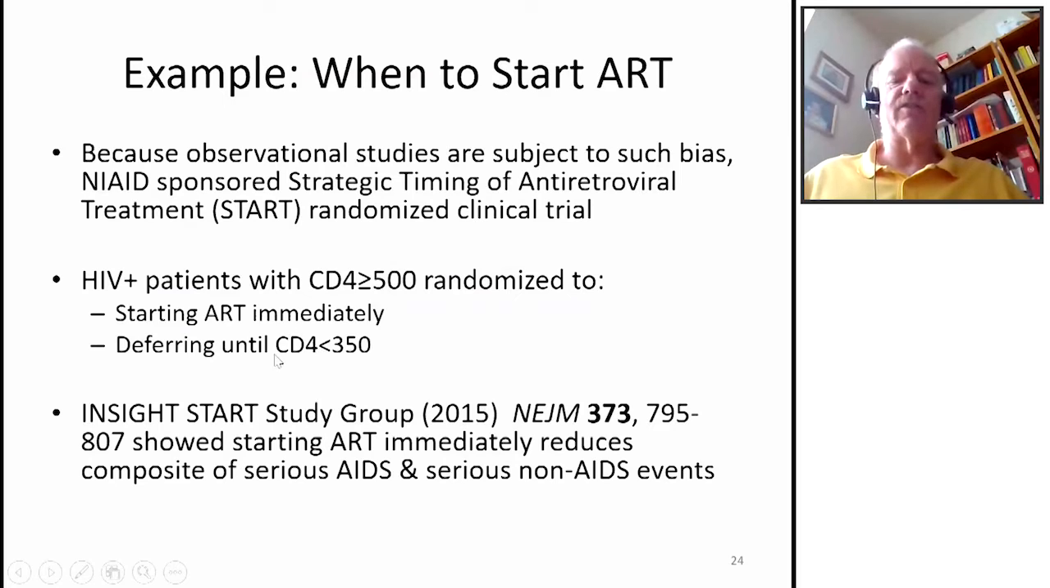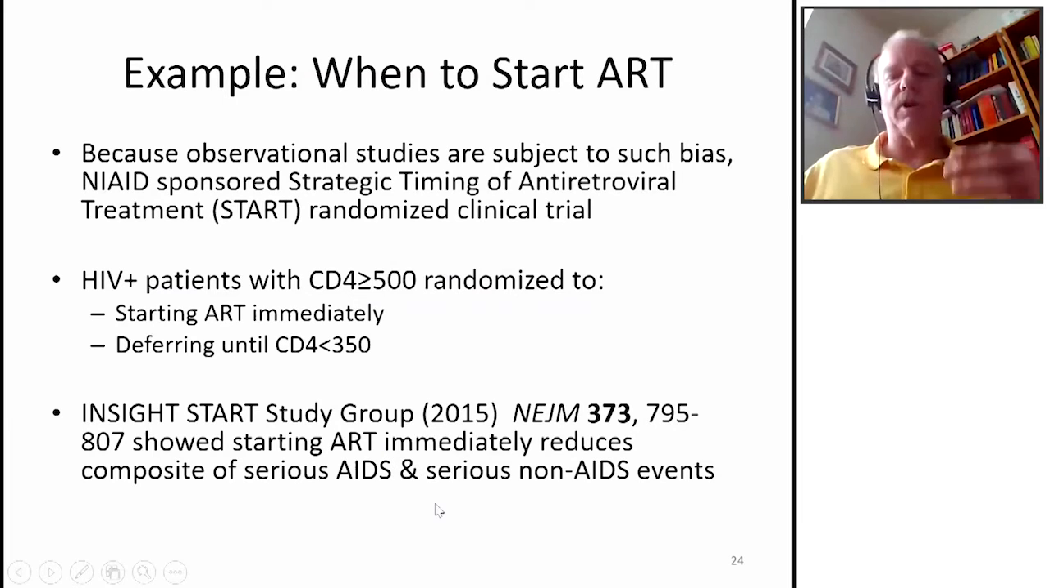And so this does not have any bias because you're going to count everyone, and there's no ambiguity about which group they're in because they're randomized to be in the 350 or the 500 group. Or I should say the immediate ART group versus the 350 group. And this trial was overwhelmingly significant. It showed that starting antiretroviral treatment immediately reduces both AIDS events and serious non-AIDS events.